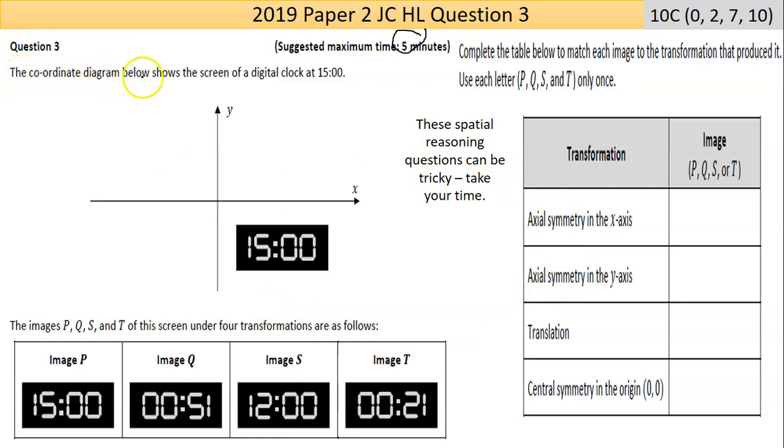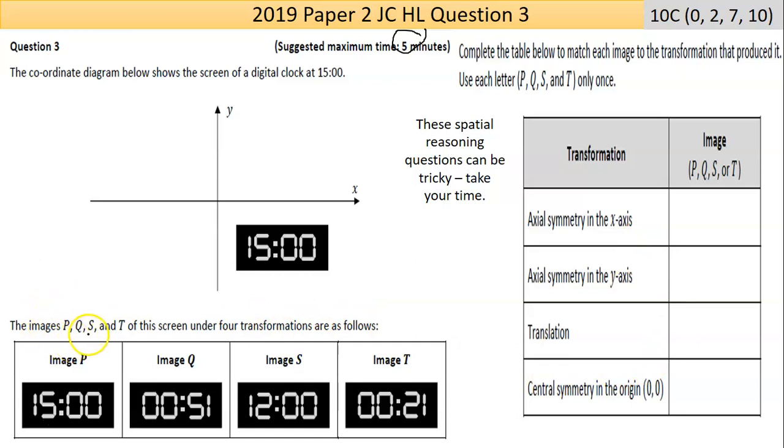The coordinate diagram below shows the screen of a digital clock at 1500 hours, so 3 o'clock. It's in the fourth quadrant, so the x will be positive and the y will be negative. It's going to move around, and you have to just identify whatever's happening here.